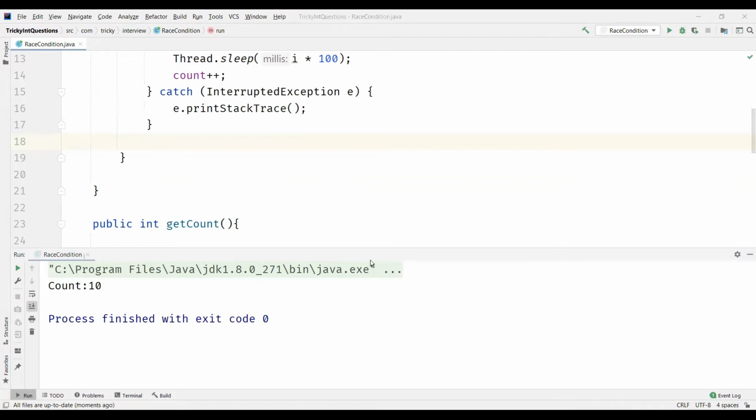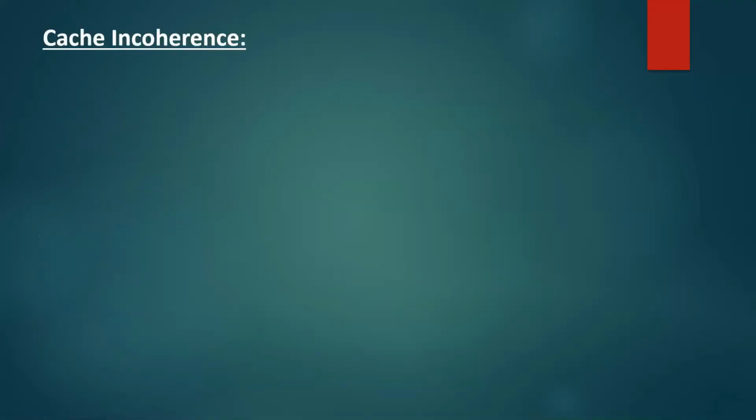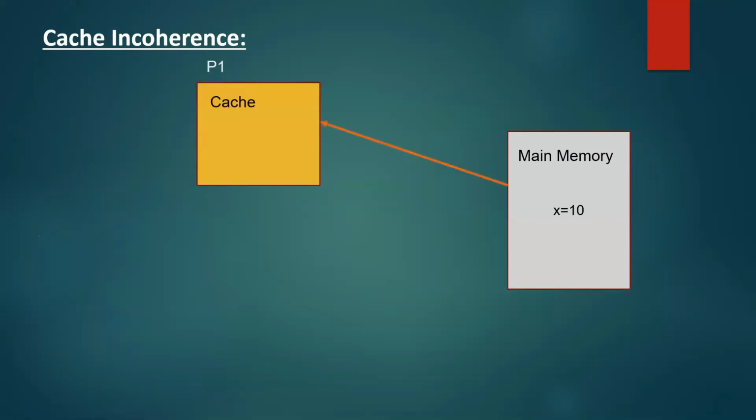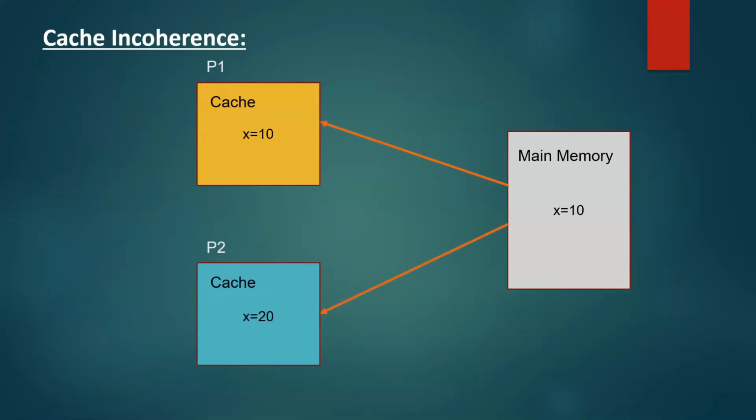Now let's go back and see what cache incoherence is. Say for example, we have main memory where we have a variable x with a value 10 assigned to it, and there is a process P1 which reads this value x and stores it in its own cache. And say we have another process P2 which also reads the value x, increases it by 10, and writes the value back to the main memory.